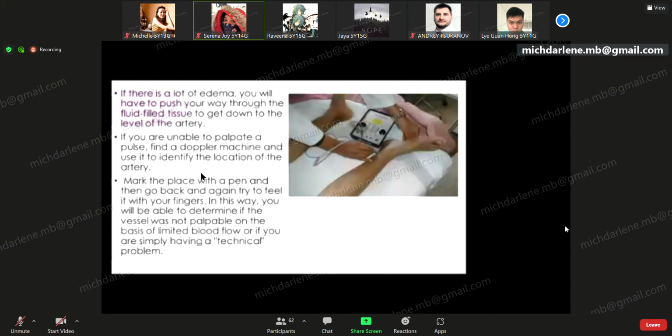If you are unable to palpate a pulse, use a Doppler machine to identify the location of the artery. You see the Doppler scanning, it's a sound scan, and on this picture, mark the place with a pen, and then go back and again try to feel it with your fingers. In this way, you will be able to determine if the vessel was not palpable on the basis of limited blood flow, or if you are simply having a technical problem.